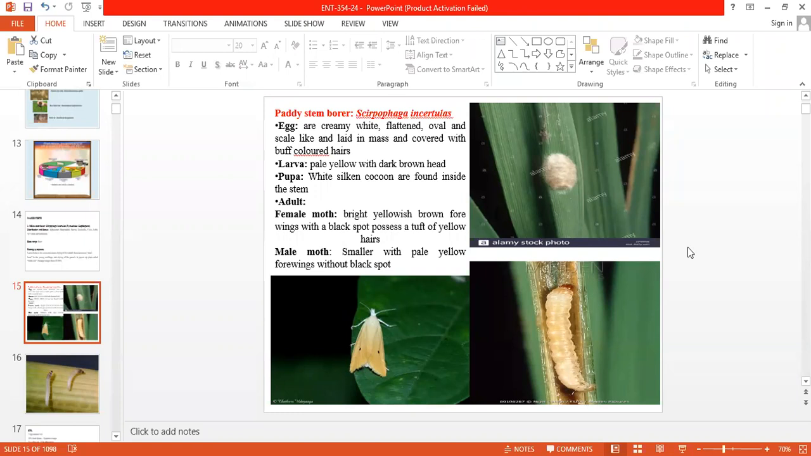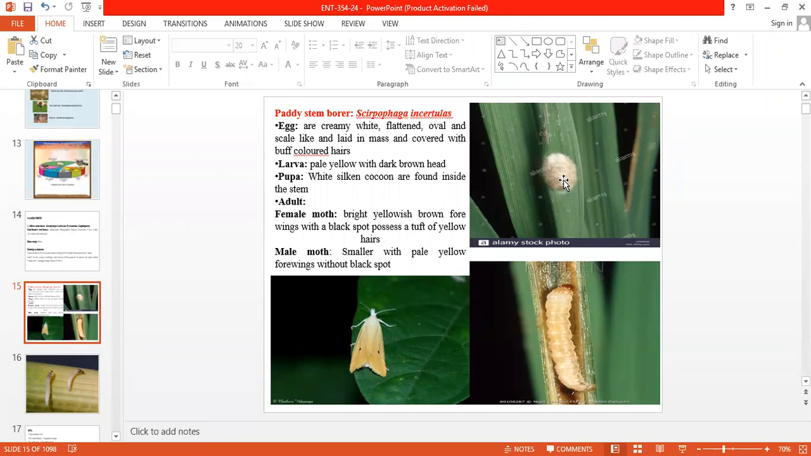So these are flat in shape, oval in shape, and scale like, and laid in groups, and these eggs are mostly covered with buff colored hairs. So this yellow stem borer mainly deposits its eggs specifically on the upper surface of leaf tips. That is the specific site of oviposition of the yellow stem borer.